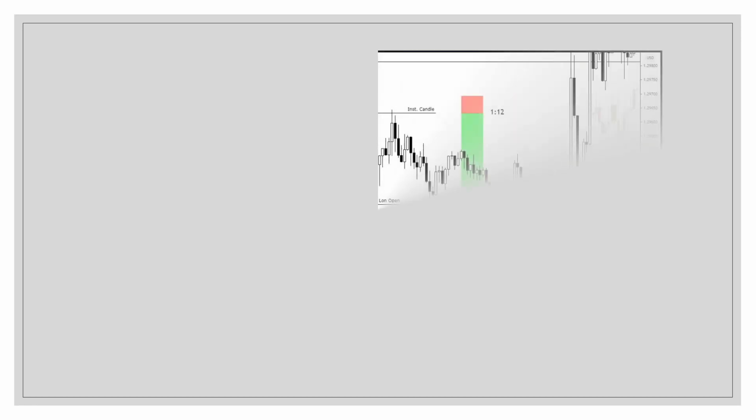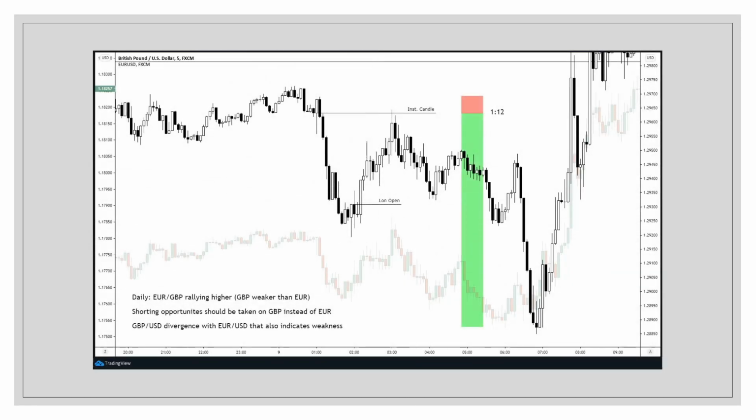So now for the examples. What we are looking at is the British pound versus the US dollar and Euro USD, basically fiber and cable. On the daily time frame, Euro GBP was rallying higher, which means that British pound was weaker than euro. So that means shorting opportunities should be taken on British pound instead of the euro.